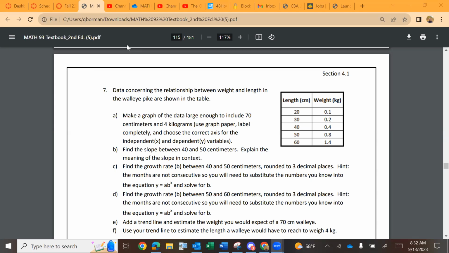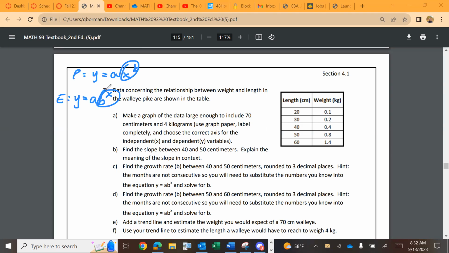So here we are in chapter 4, and this chapter is all about exponential functions. They look a little bit like power functions, but they definitely respond differently. In chapter 3, we saw that power functions had the form y equals ax to the b. In this chapter, exponential functions are going to be y equals ab to the x. So we flip these two around.